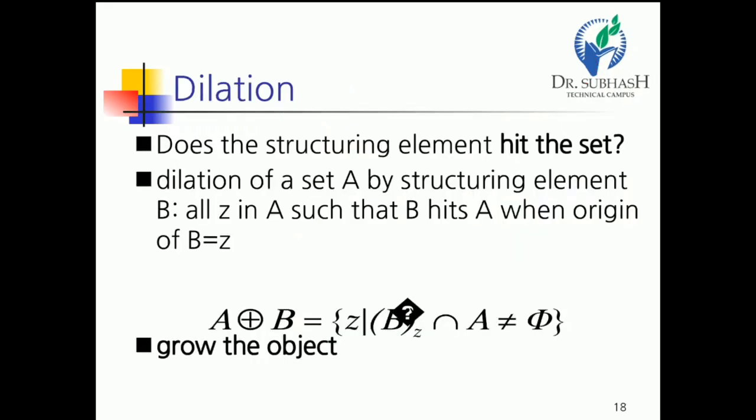Now dilation. Does the structuring element hit the set? The dilation of a set A by structuring element B is the set of all Z in A such that B hits A when the origin of B equals Z. This is the function of dilation. A dilation B can be represented with Z, where the reflection of B intersect with A is not the empty set.